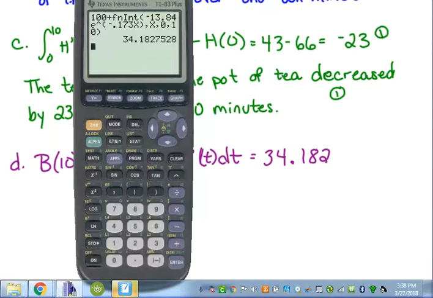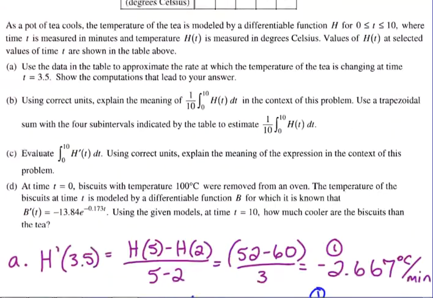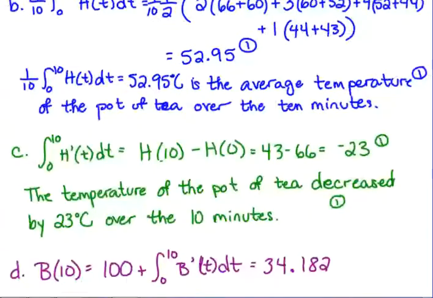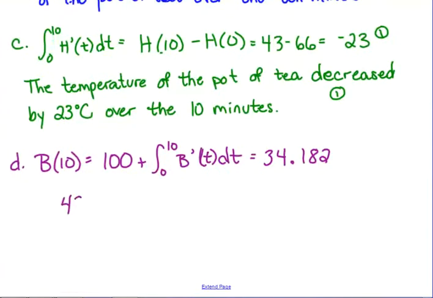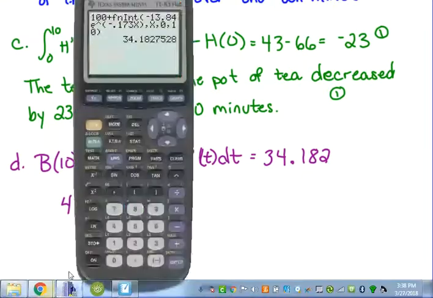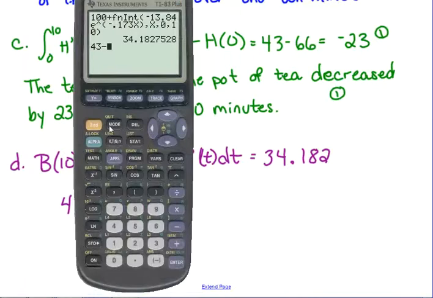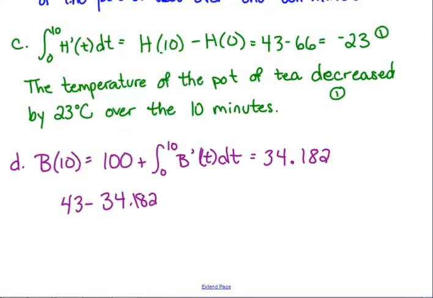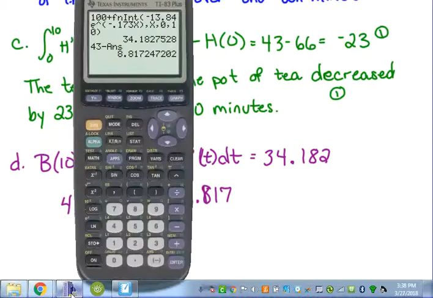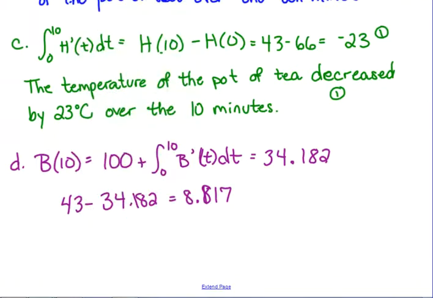The h at time 10 is what? 43. So 43 minus the 34.182 is 8.817. Remember, always 3 decimals. 8.817. Understand? Okay.